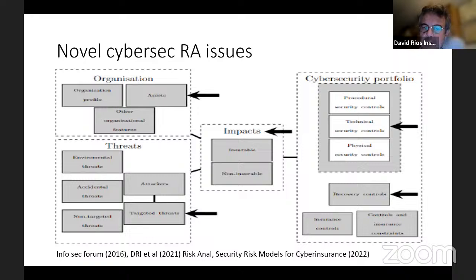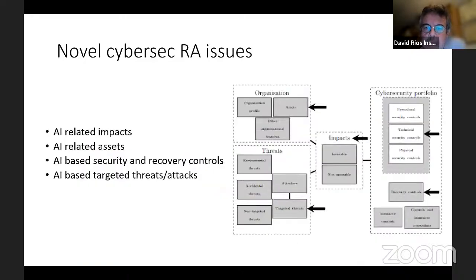So that's our starting point, the framework that we developed a few years ago. And there's a number of new issues. The first one is that a number of new assets are based on artificial intelligence. So there's new services, new components that are based on AI. There's also new impacts, as we shall see.